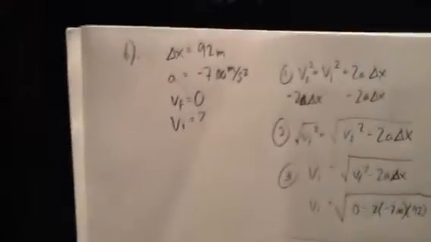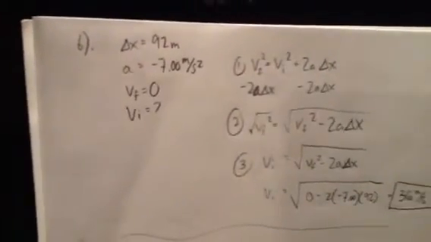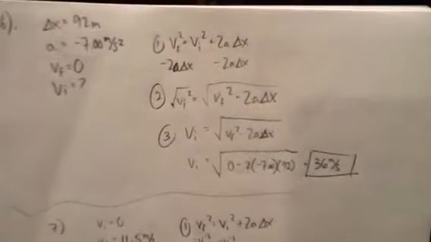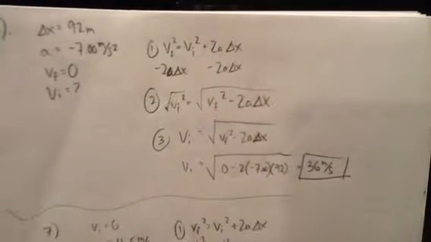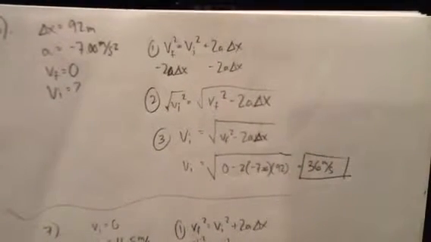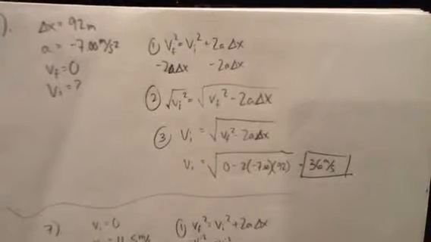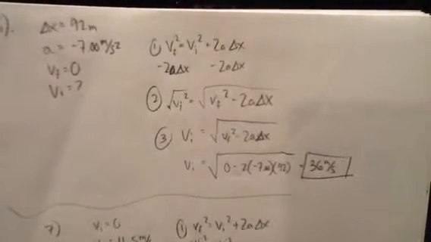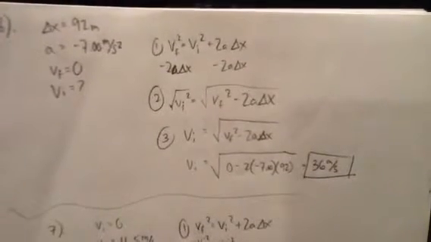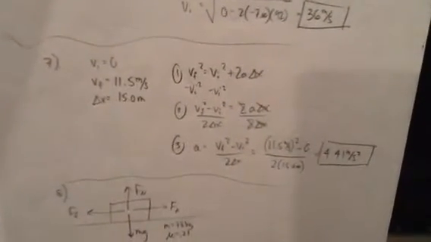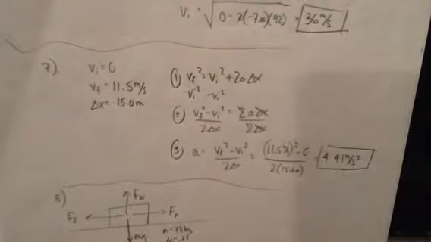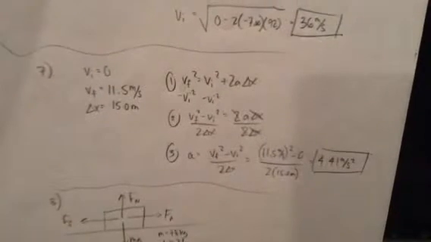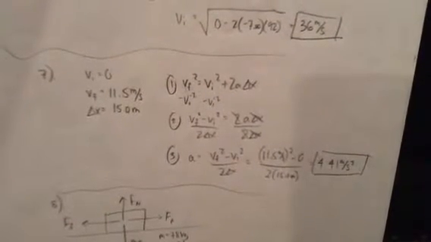Next page, number 6. It's a very similar problem. I'll just kind of show you the steps there. You can pause here if you want, but the answer is 36 meters per second squared. That should be 36 meters per second because you were looking for the initial velocity. Number 7. Again, it's an equation of motion problem. There's the steps. Pause here if you like, but the answer should be 4.41 meters per second squared.